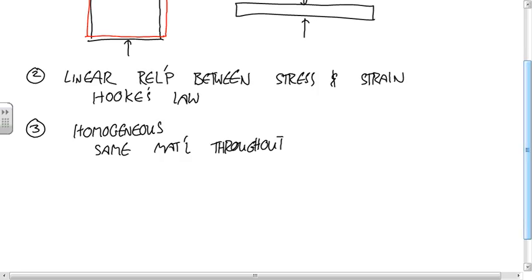And the last one is isotropic. Materials have to be isotropic. Anybody have any guess what that means? An isotropic material has the same properties in every direction.